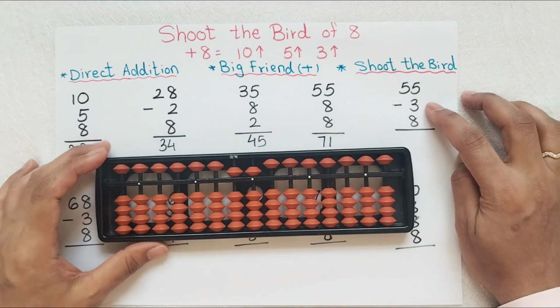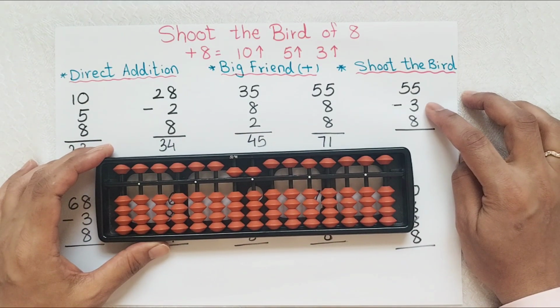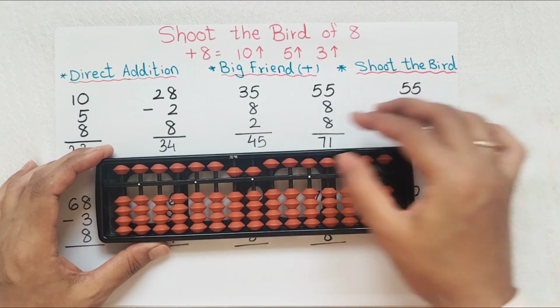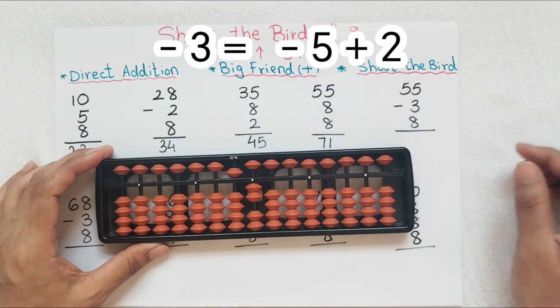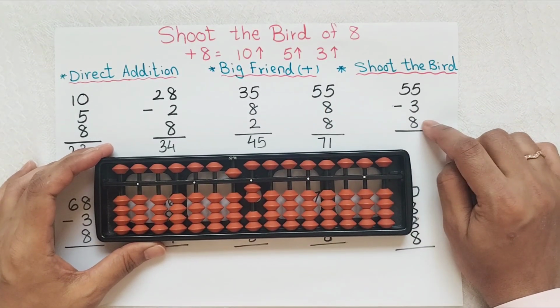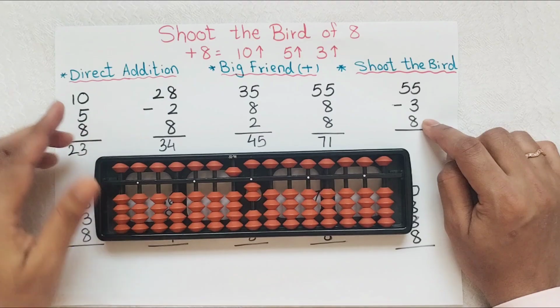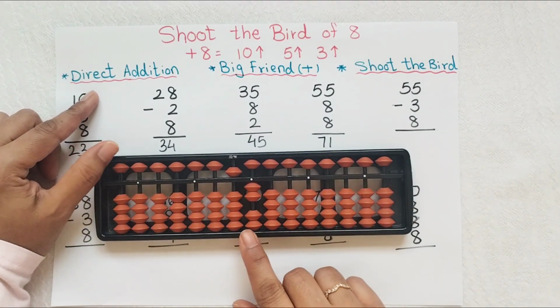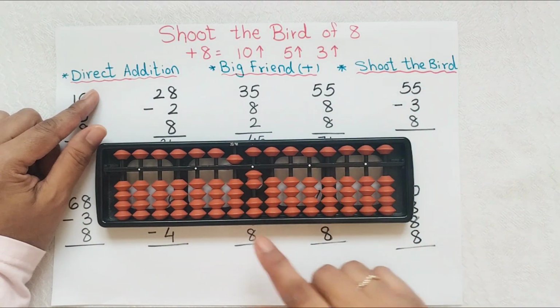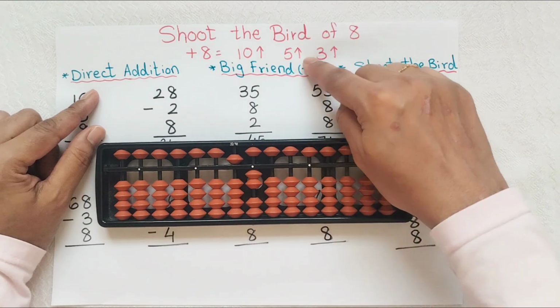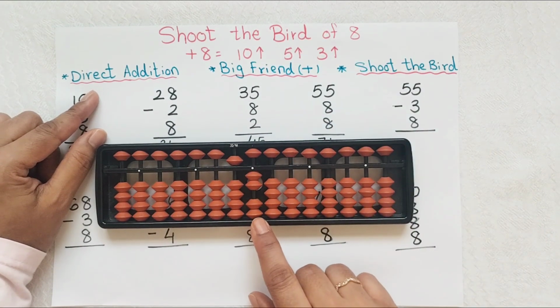55. Now less 3. How will I do less 3? The formula for less 3 is less 5 plus 2. Now plus 8. How will I do plus 8? Direct addition I cannot use. I only have 7 here. I don't have 8. Big friend? Yes, I can use big friend.